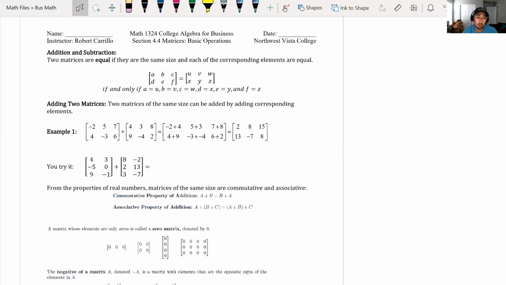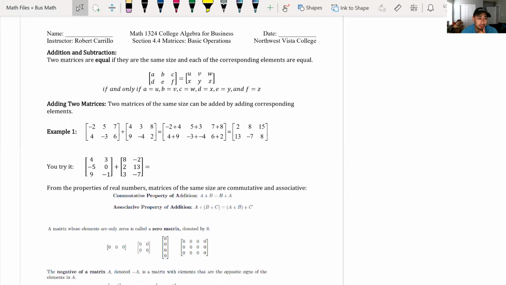Two matrices are equal if they are the same size and each of the corresponding elements are equal. So the first matrix is A, B, C, D, E, F, and we're saying it's equivalent to the second matrix, U, V, W, X, Y, Z, where element A is equal to U, element B is equal to V, C to W, D to X, E to Y, F to Z. Okay, so to add or subtract two matrices, they must be the same size.